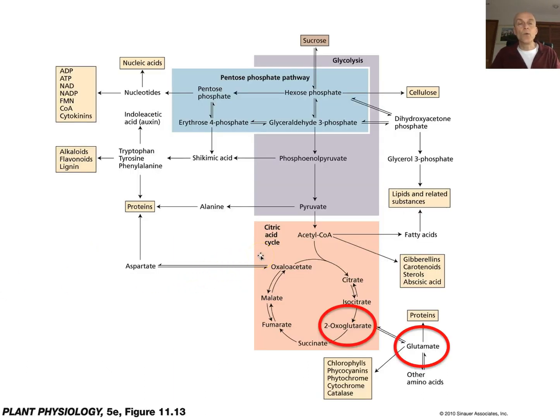So this is another way. You can pause the lecture here for a second if you want and just see where we are in the cell with all these different pathways. We'll come back to that, so don't worry about it right now. But here is sucrose, here's glycolysis, here's our TCA cycle, and then again here is oxoglutarate and glutamate producing proteins, other amino acids, or a number of other organic compounds that are important in the cell as well. So you will see these types of graphs more later on.